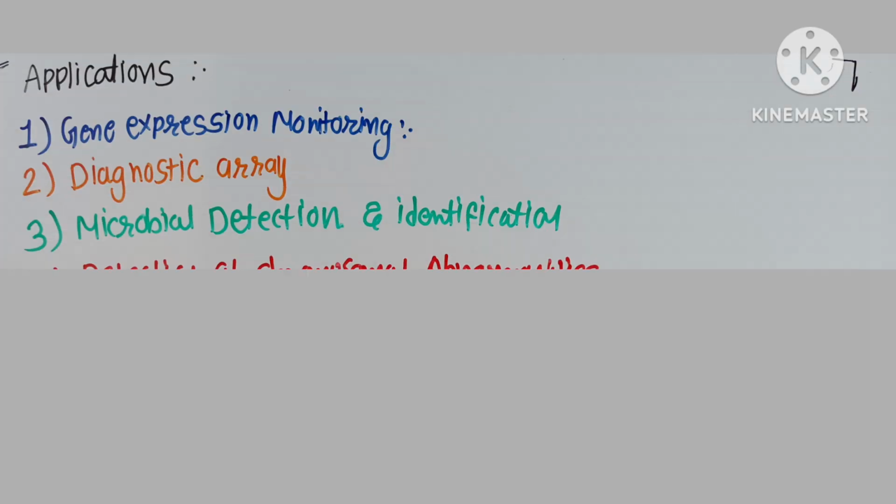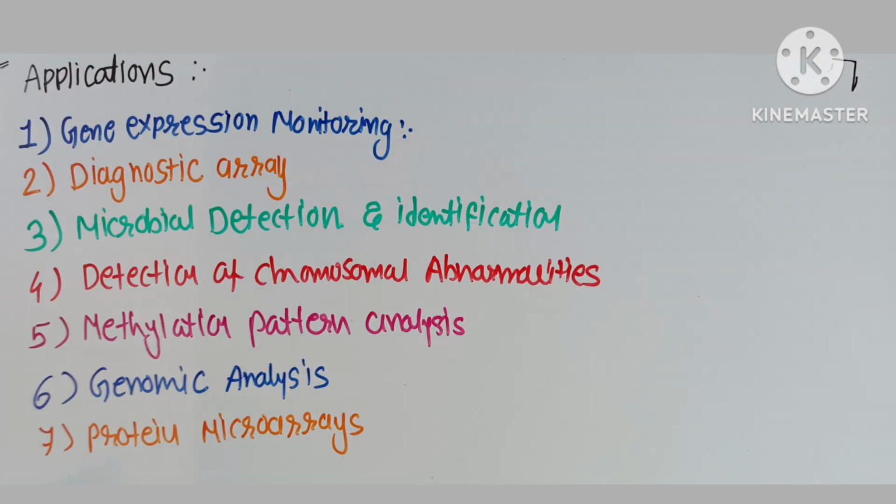Now let us discuss the applications. First is gene expression monitoring. As we discussed in the example, it is the measurement of absolute levels of expression for each represented gene by quantifying the amount of target that hybridizes with the array probes. So expression arrays are generated and used for gene expression monitoring and further studies.